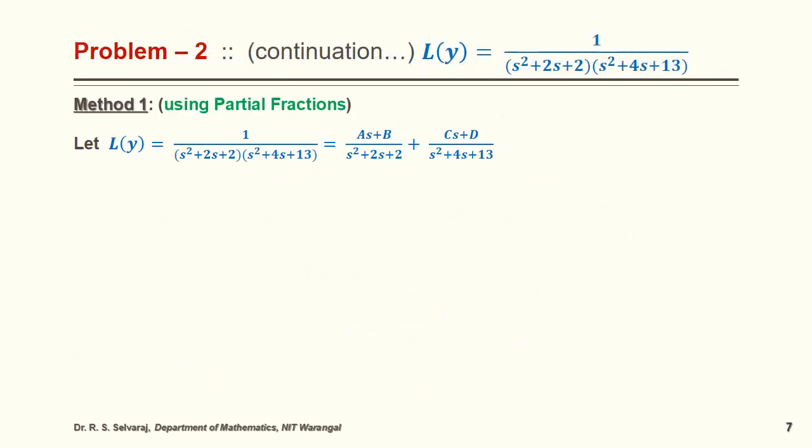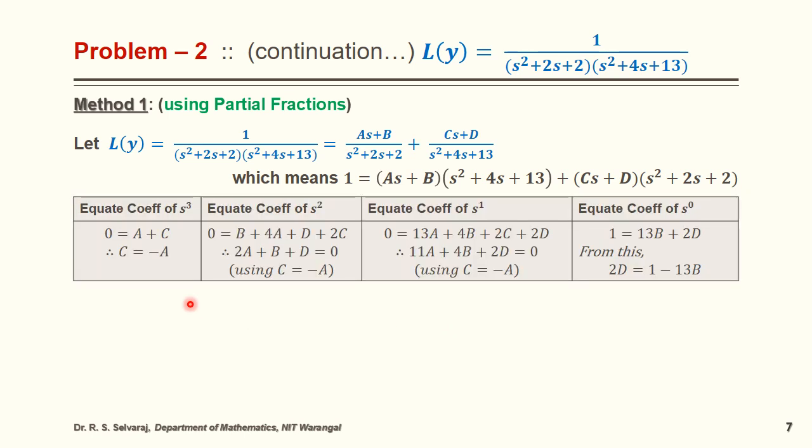Let us consider this expression and equate it to partial fractions involving A, B, C and D. Our aim is now to find A, B, C and D. You all know how to find them. We will equate coefficients of s³ on both sides. We will get an expression like this. We will equate the coefficient of s² on both sides. We will get this. We will also equate the coefficient of s on both sides, and the coefficient of s⁰, I mean the constant term, on both sides. We will get expressions like this.